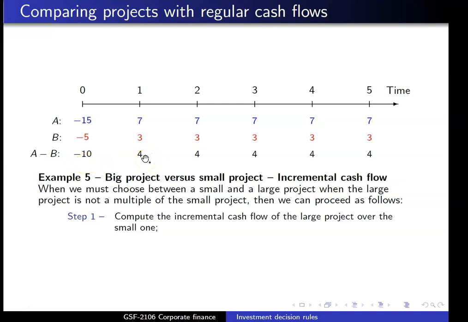How much more does it bring in period 1? Well, B would bring 3, A brings 7. So choosing A over B means we're going to be making 4 more units in period 1, 4 more units in period 2, 4 more units in period 3, and so on. So A compared to B costs 10 units more and brings 4 more units at the end of each of the next 5 periods. So A minus B here is the incremental cash flow of A over B.